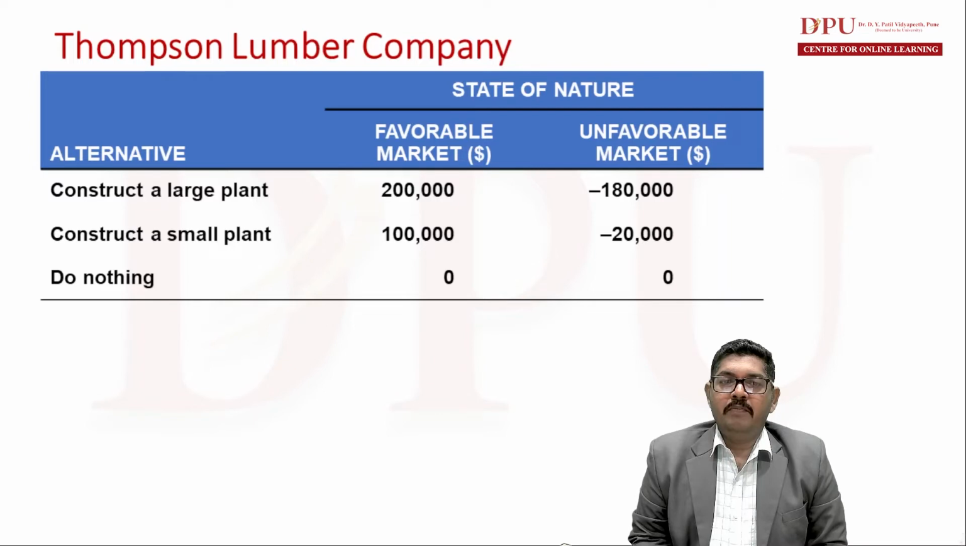So if the market is favorable and if we construct a large plant, the payoff is 2 lakh. And if the market is unfavorable and if we construct a large plant, then the payoff is minus 1,80,000 dollars, or we can consider it in rupees also. Then if we construct a small plant and the market is favorable, the profit or the payoff is 1 lakh. And when we construct a small plant and the market is unfavorable, then the payoff is negative 20,000. And if we choose to do nothing, then whether the market is favorable or unfavorable doesn't matter, and the payoff is 0.